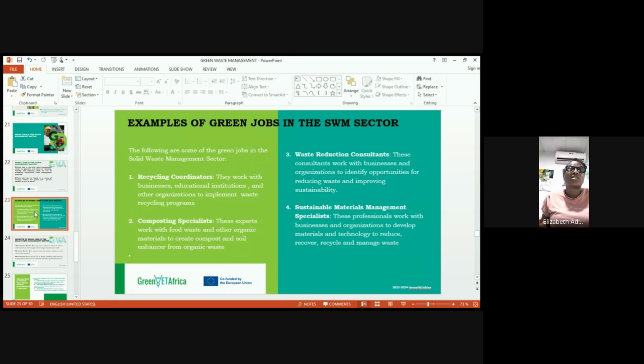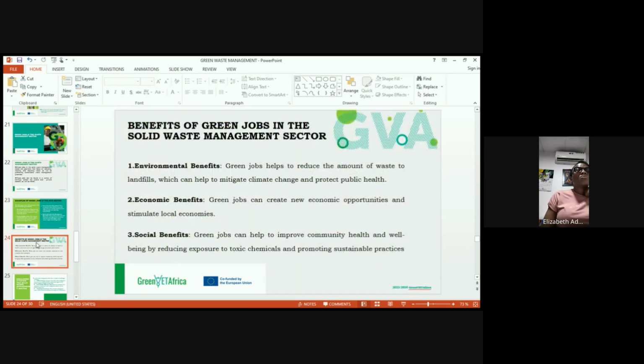So we have also sustainable material management specialists. Like now we talk about designing waste out from the production line. We don't want to start managing waste after the waste has been created. We want to start with management from the conceptualization or design or production space. So we have people that also work in this space, sustainable material management specialists. They work with businesses and organizations to develop materials and technology to reduce, recover, recycle, and also to manage waste from their operations.